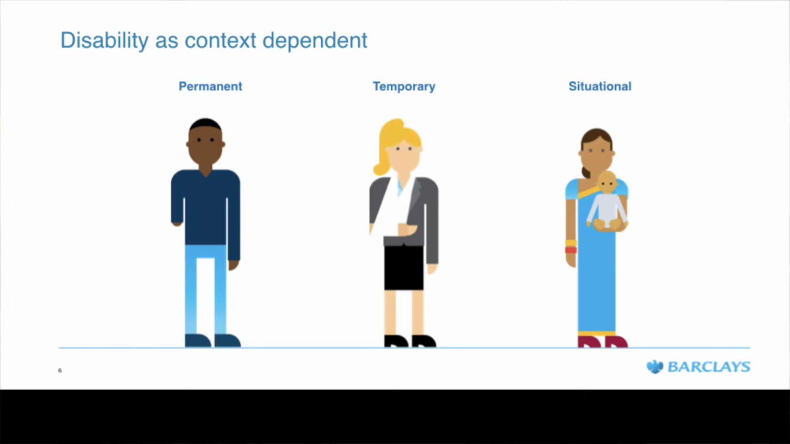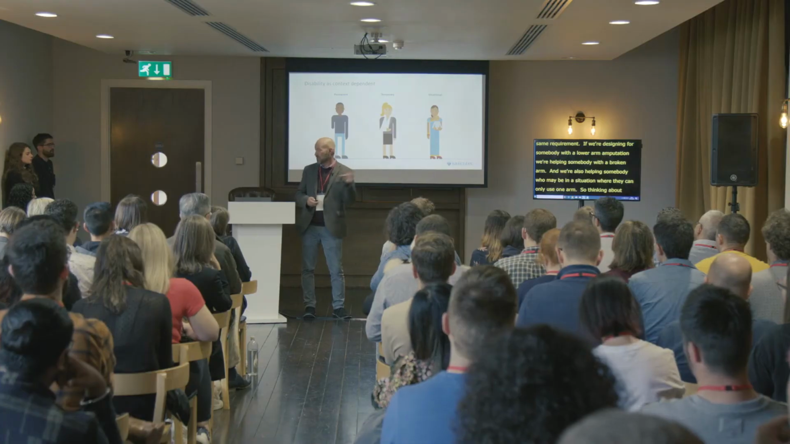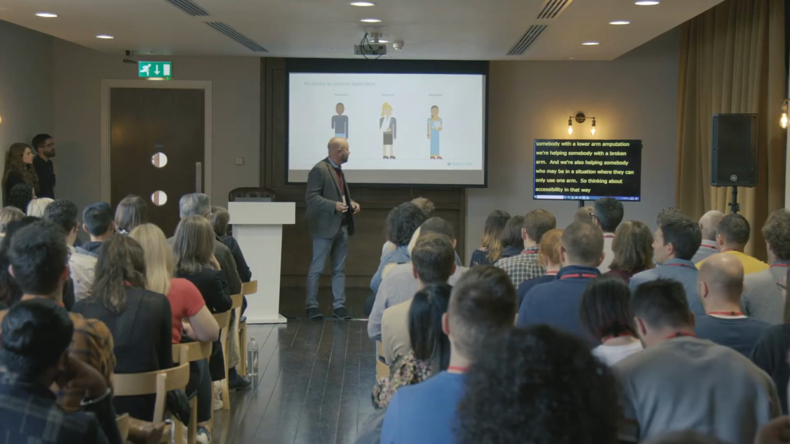So as we can see, with all three of these, it's pretty much the same requirement. If we're designing for somebody with a lower arm amputation, we're helping somebody with a broken arm, and we're also helping somebody who may be in a situation where they can only use one arm. Thinking about accessibility in that way might make you think about the way you design things a bit differently.